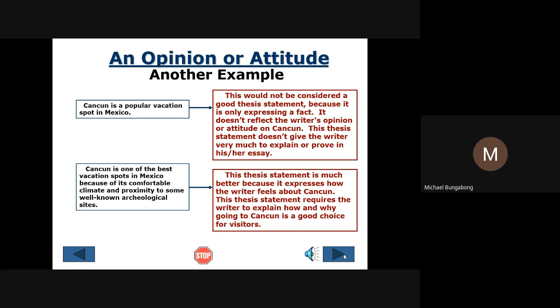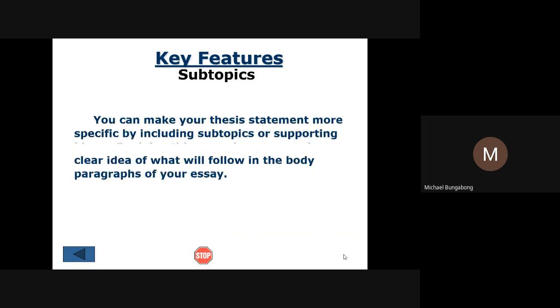So if you think that the sentence is a little bit shorter, try to wonder, because the shorter the statement is, most probably that's not the thesis statement. Because when we say a thesis statement, the longer the better. So ganun naman ang kanyang identity, no?